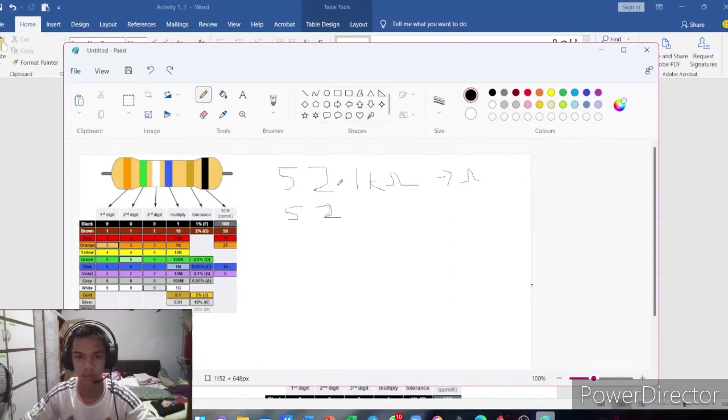This we get 52.1 k ohm, so it means 52,100 ohm. This is the first digit, the second digit, third digit and multiply. So the tolerance is 5%.